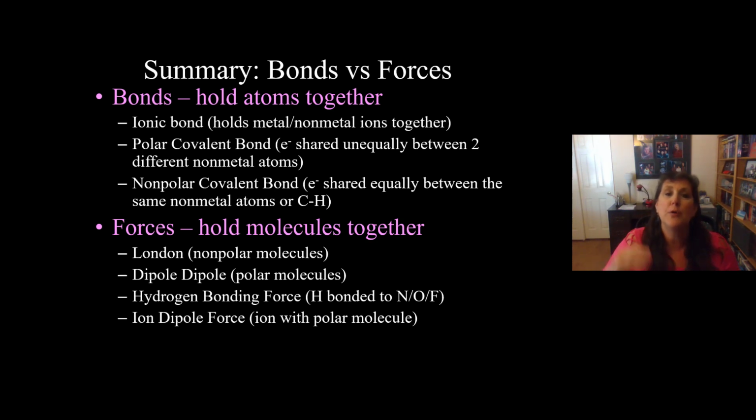It is named because you have to have a hydrogen bonded to an inner N, O or F in the molecule. If you have a hydrogen bonded to an inner O or F in a molecule, it can hydrogen bond with other molecules, and that is a force. It's an attraction, so it's a force, not a real bond. The last and strongest force is ion dipole force.